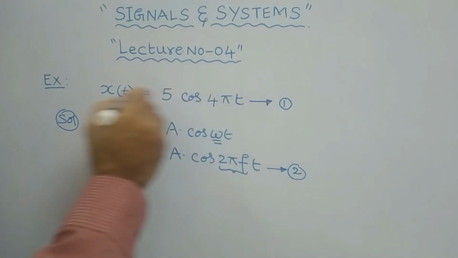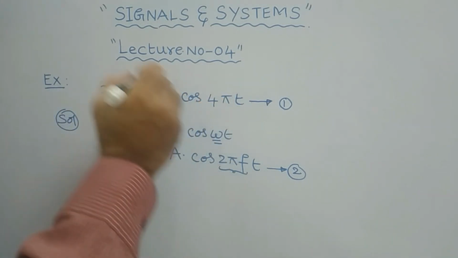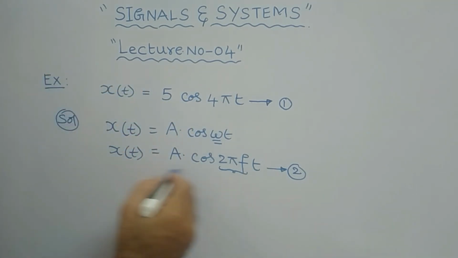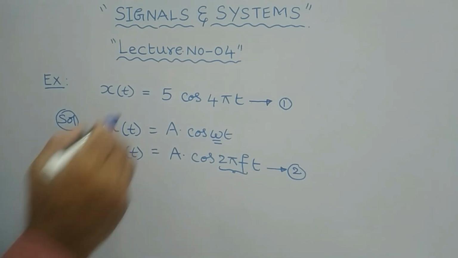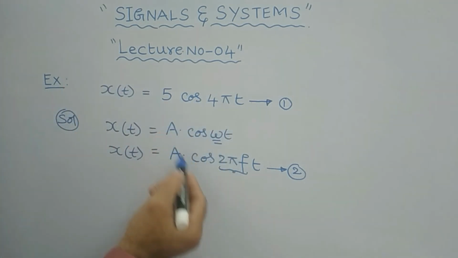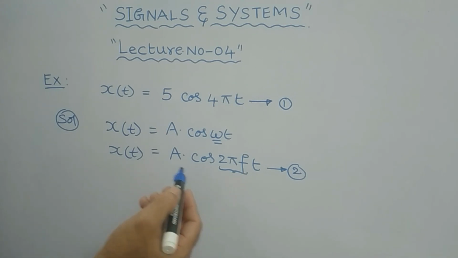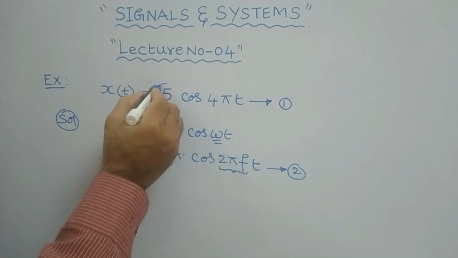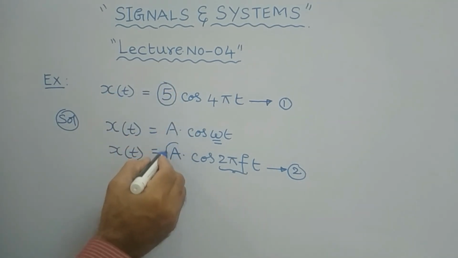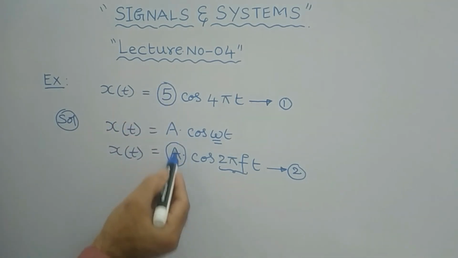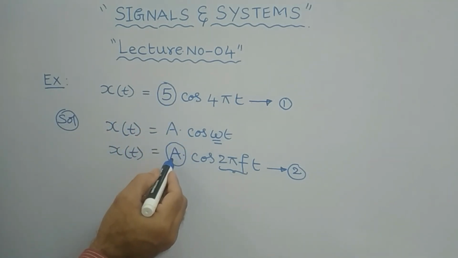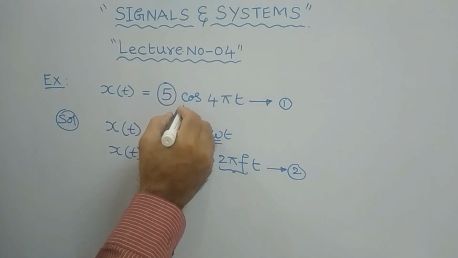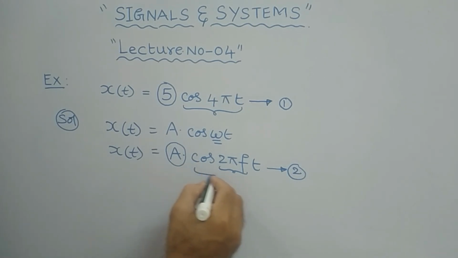Now the given signal x of t should be compared with the standard form of the definition. I already told you in the previous presentation that you need not bother about the magnitude values. Here 5 is the magnitude, and in the standard form a is the magnitude. You forget about the magnitudes. Then what is the remaining part? It is cos 4 pi t, and cos 2 pi f into t.